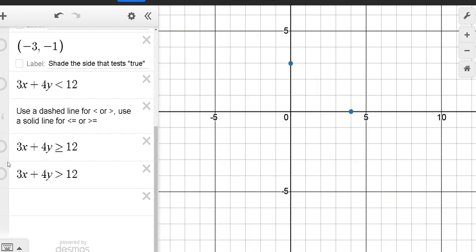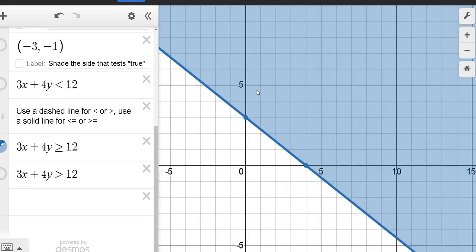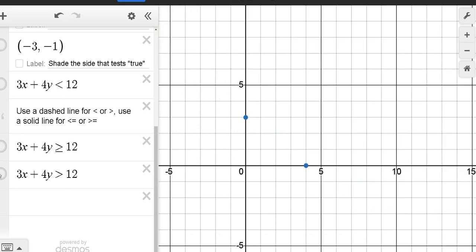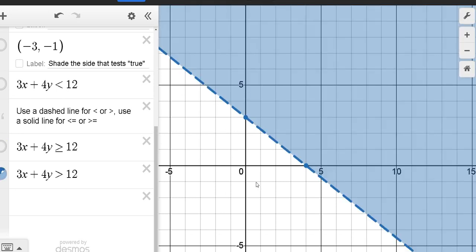How about if I have a greater than or equal to? Well, in this case, you're going to end up shading above the line. So there's everything above the line. What's going to be different when I click this last one where I have just a greater than? It's going to be a dashed line.